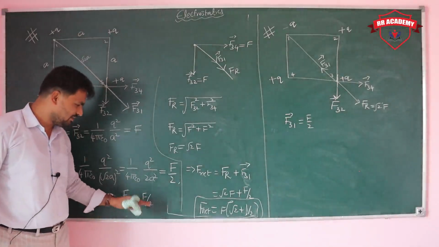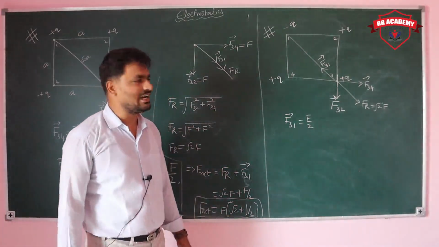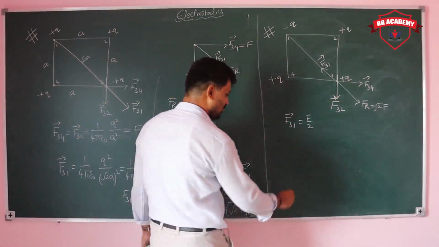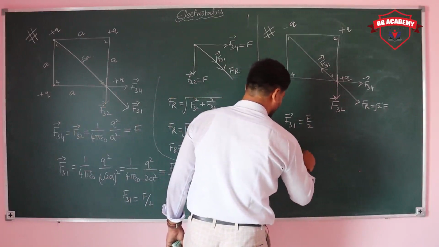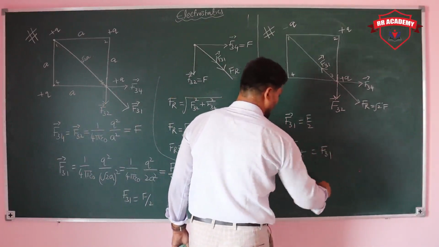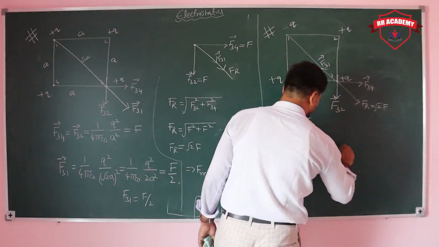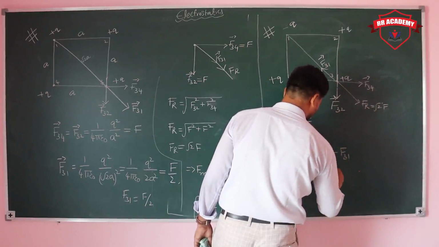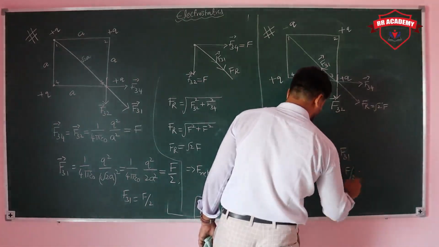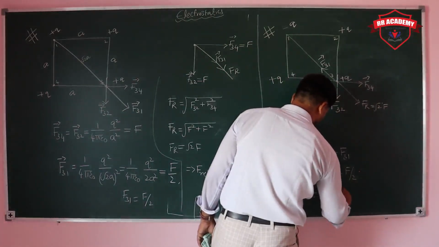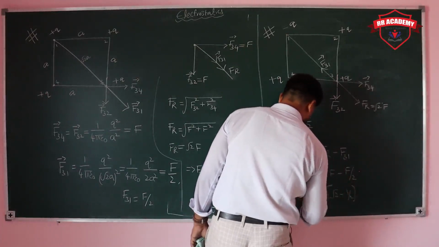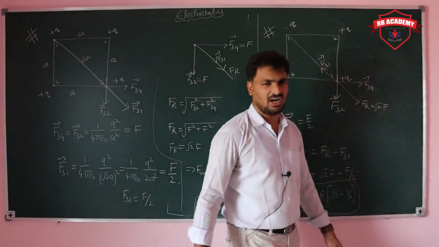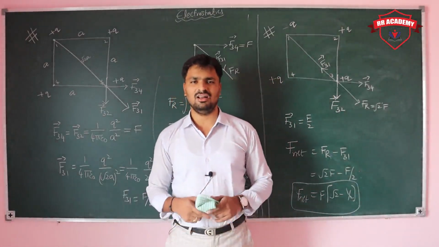In between, F/2 and √2F. How are both acting? Both are acting in opposite directions, right? So the resultant, the net force, is equal to Fr minus F31. What is the value of Fr? √2F. What is F31? F/2. Take F common: (√2 minus 1) by 2. This is the value of the net force acting on the third charged particle.